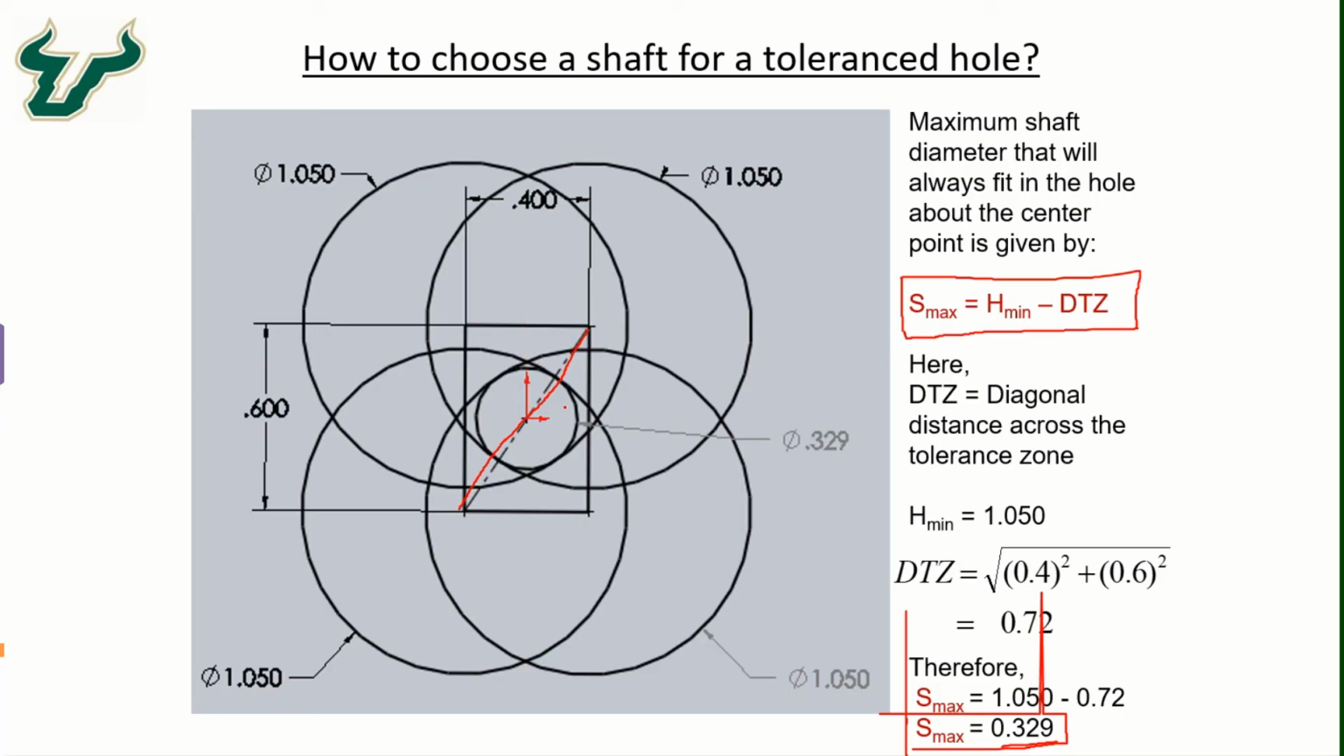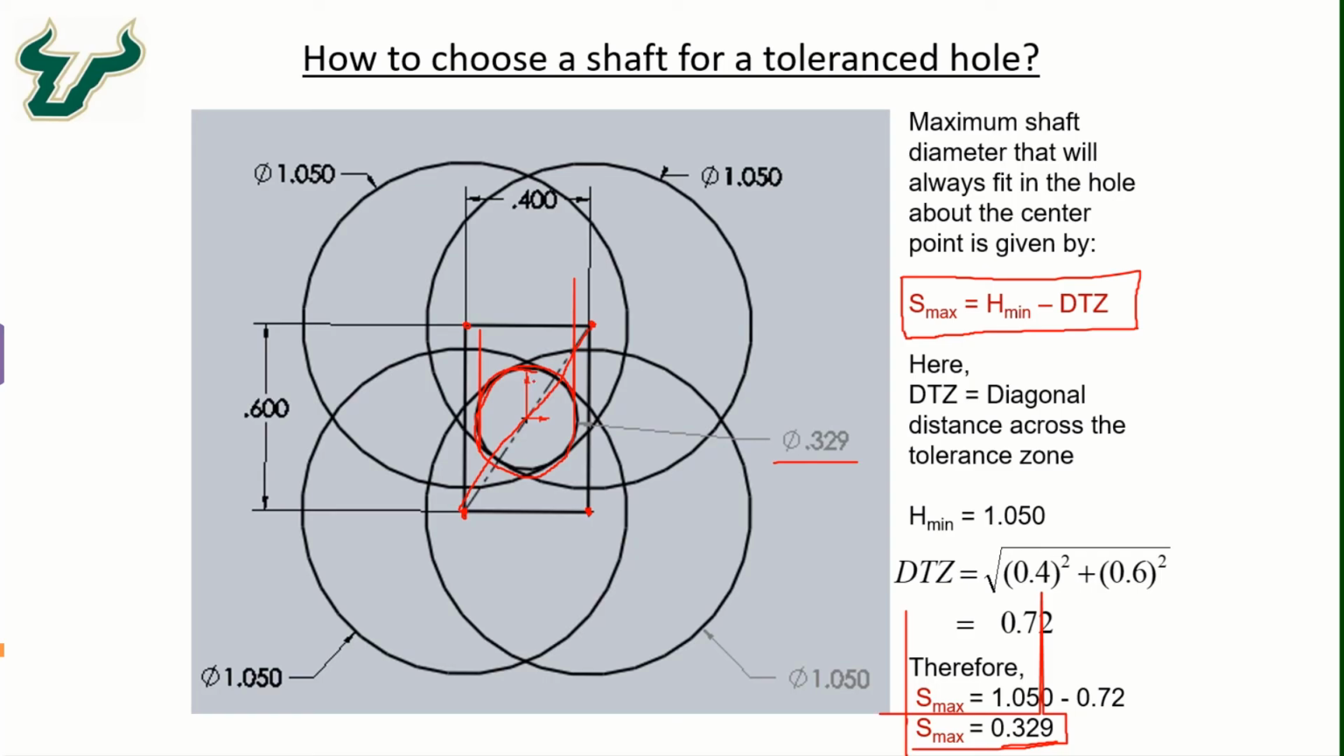And if we draw the circles of 1.050 from all these four corner vertices, which represent our extreme possible locations for creating the hole, and create those 1.050 diameter holes on these four corners, we will find that the common area to all these four circles will be a circle that has a diameter of 0.329.